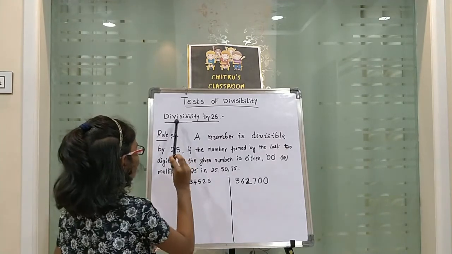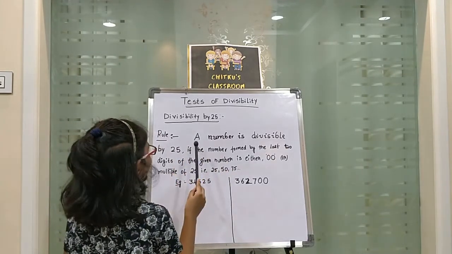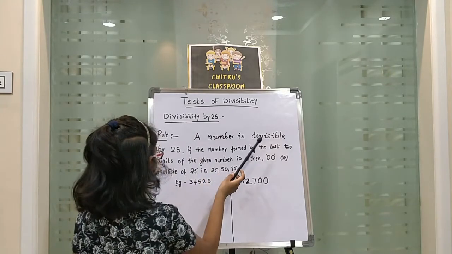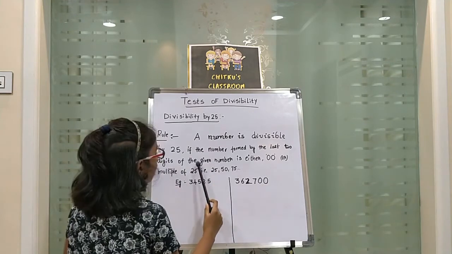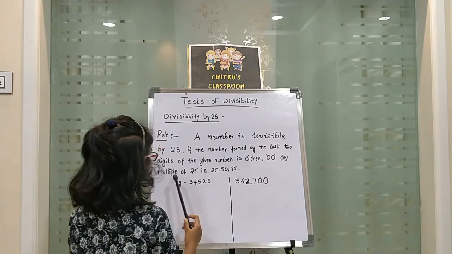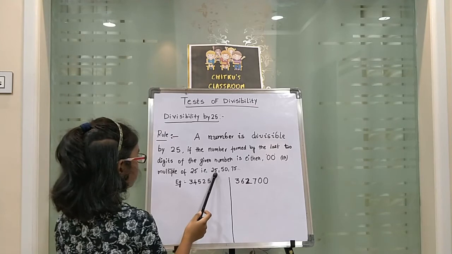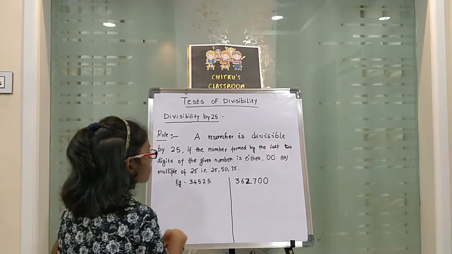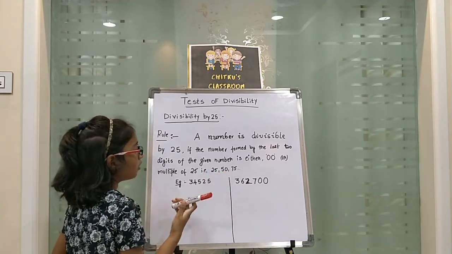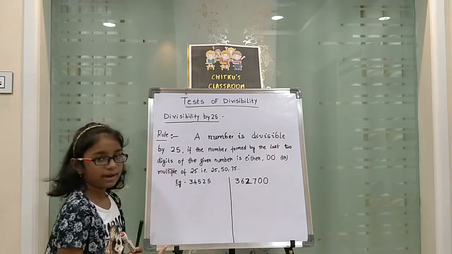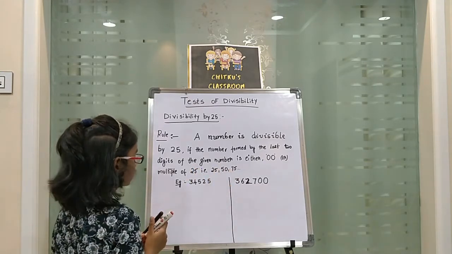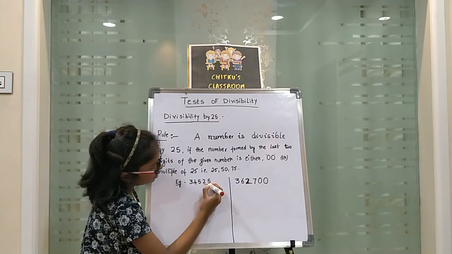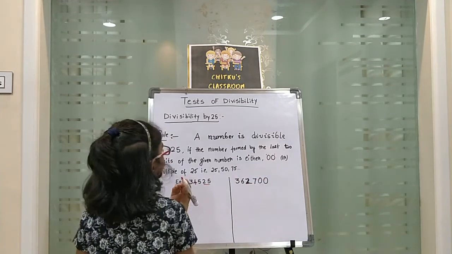Now let's run the divisibility rule of 25. Okay. So the rule: a number is divisible by 25 if the number formed by the last 2 digits of the given number is either 0 or a multiple of 25. Example: 25, 50, 75. So 25, 50, 75 are all the multiples of 25. So that means they come in the table of 25. Okay. So let's check if this number is divisible by 25 or not.